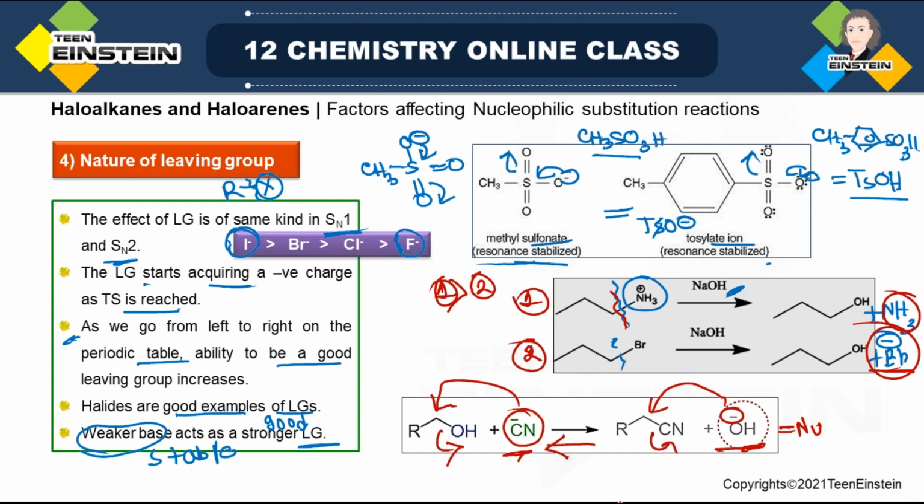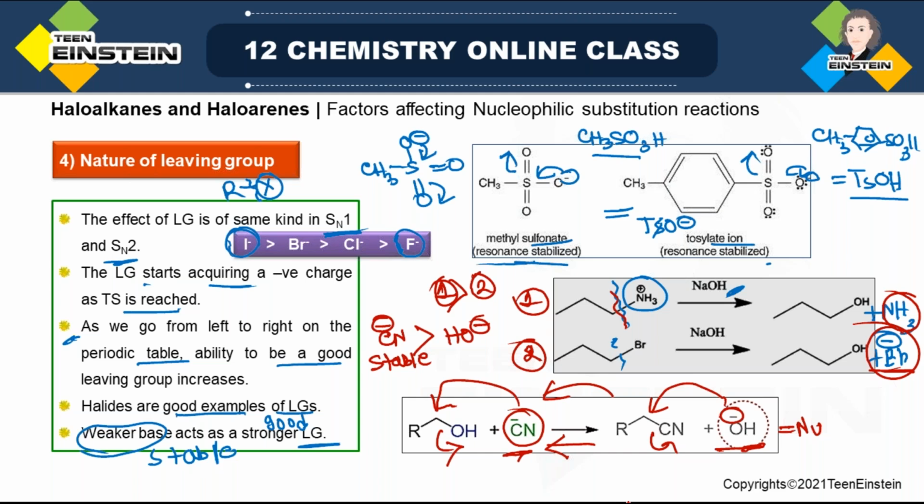Now, among cyano and HO minus, cyano is the better leaving group. So cyano is a better leaving group compared to HO minus. Why is it so? Because it is more stable. So as it is more stable, its leaving group capacity is high, and so the reverse reaction, that is the right to left reaction, will be feasible. That is, from cyano you will get RCH2OH, but the reverse reaction is not feasible because CN minus is a better leaving group compared to HO minus.